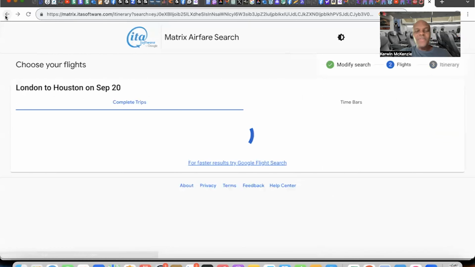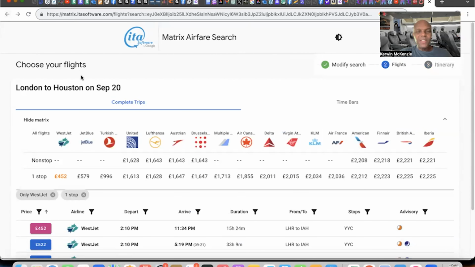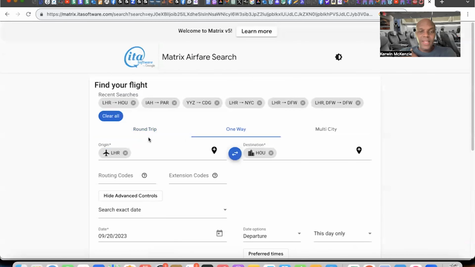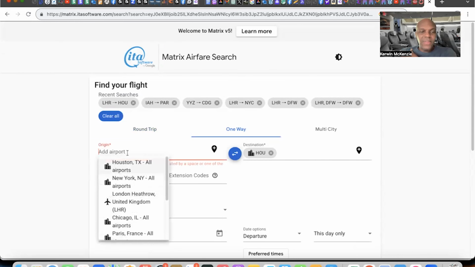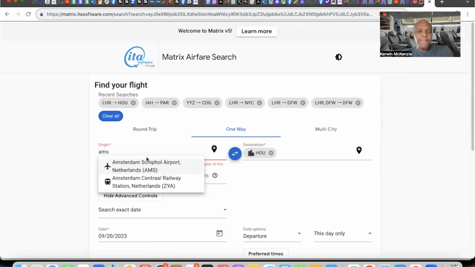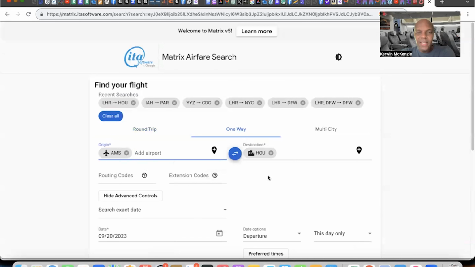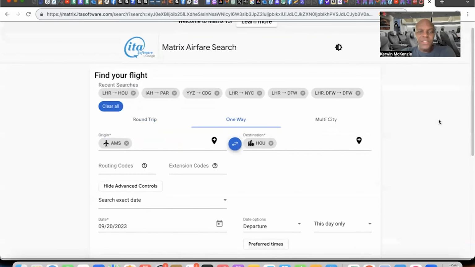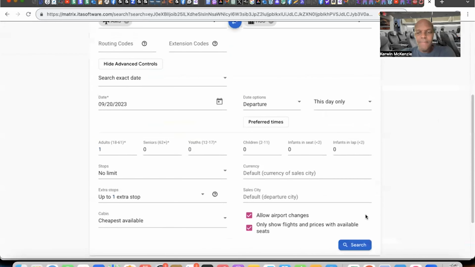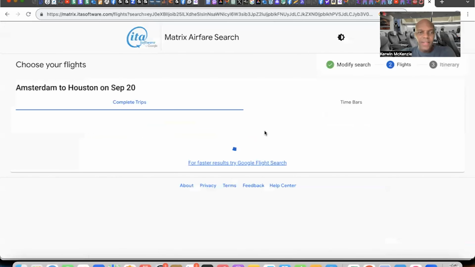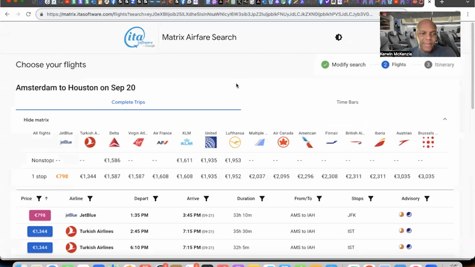Now, if you look at another market, let's use Amsterdam, for example. We're going to get rid of London and put Amsterdam, same dates, and then we can check that one and see. Okay, so let's look at London to Amsterdam. You have to connect.